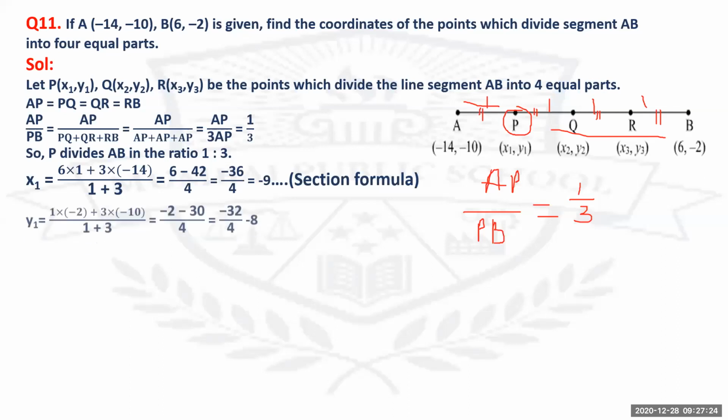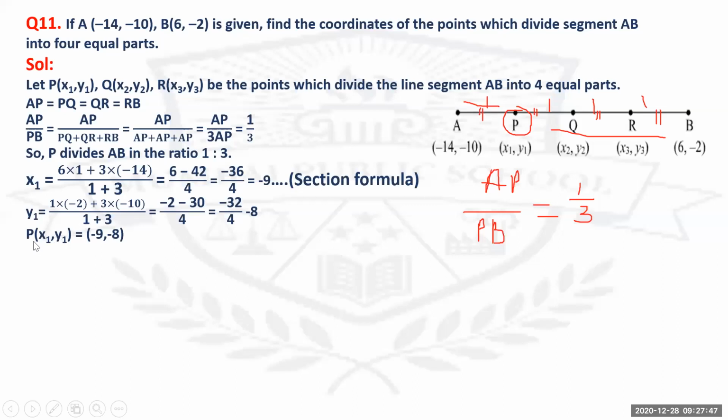So this is your x coordinate. Now next is your y coordinate. Sorry, (1 into -2 plus 3 into 10) upon (1 plus 3). So that is (-2 minus 30) upon 4. So that is -32 upon 4, which equals -8. So what is your answer? Your answer for the P coordinate is (x1, y1) as (-9, -8). Here I forgot to put the equal to sign, so don't get confused. So -32 upon 4 equals -8.